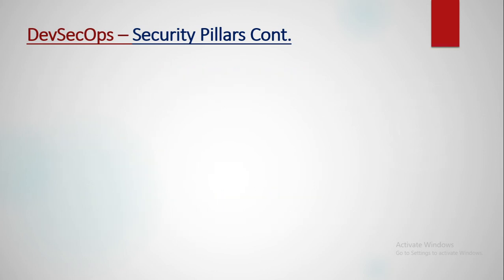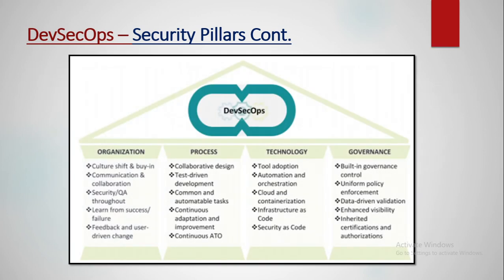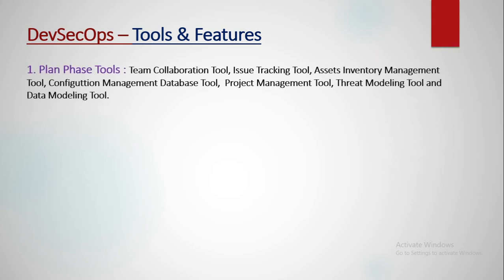Now we will move to the next slide. This is the picture of how Department of Defense organizations separate their security. Here they separate their security into 4 pillars, such as organization, process, technology, and governance. Okay, now we will move to the next slide.